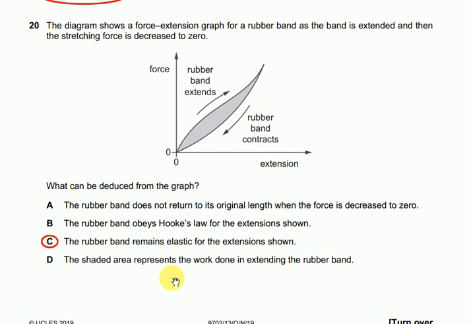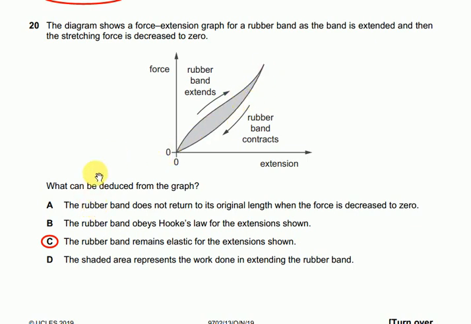Question number 20. The diagram shows a force-extension graph for a rubber band as the band is extended and then the stretching force is decreased to 0. What can be deduced from the graph? A: The rubber band does not return to its original length when the force is decreased to 0. It does return to its original length. See? After moving, it returns back. So it's not correct.